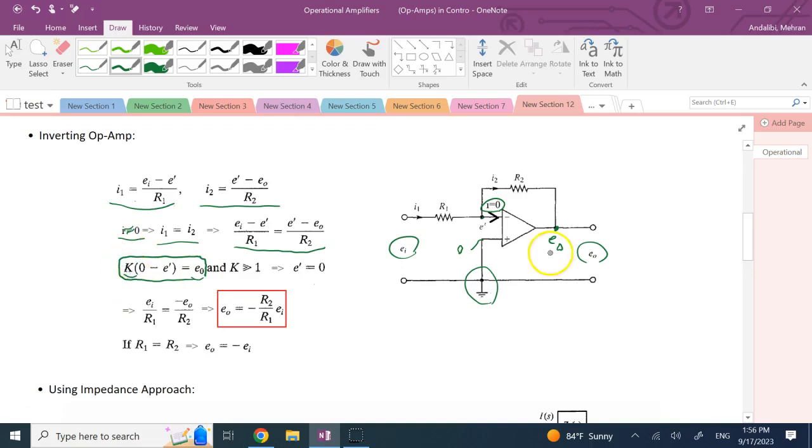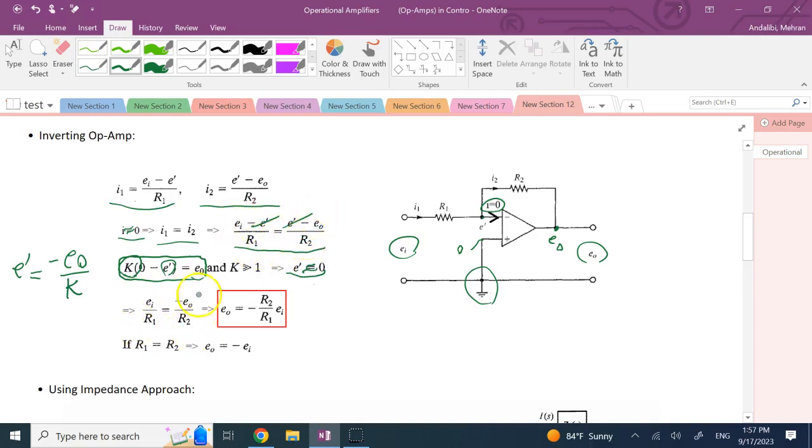Now, if we assume that the frequency of the input signal EI is not large, then this K is a big, big number, like I showed you, 100,000, a million or something. If that's the case, it literally means this E prime is a very small voltage. Why? Because you see that E prime here is negative EO divided by K. And when K is very big, this E prime is practically close to 0. So I get rid of these two E primes, and you get EI over R1 is negative EO over R2.